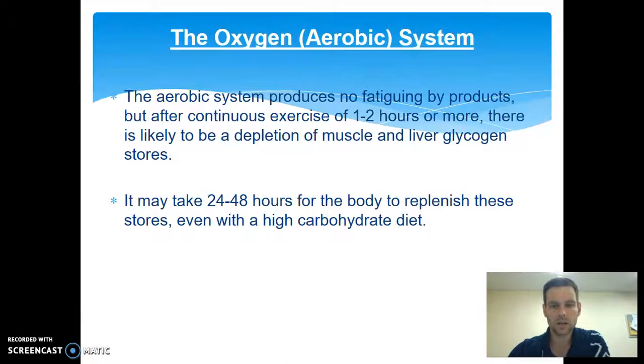It's important to note here that the aerobic system produces no fatiguing byproducts, but after continuous exercise of 1 to 2 hours or more, there's likely to be a depletion of our muscle and glycogen stores. Therefore, we're going to need to start breaking down fats as a fuel source. It's also important to note that it's going to take roughly between 24 and 48 hours for the body to replenish the glycogen stores that you lost, even after a high carbohydrate diet.